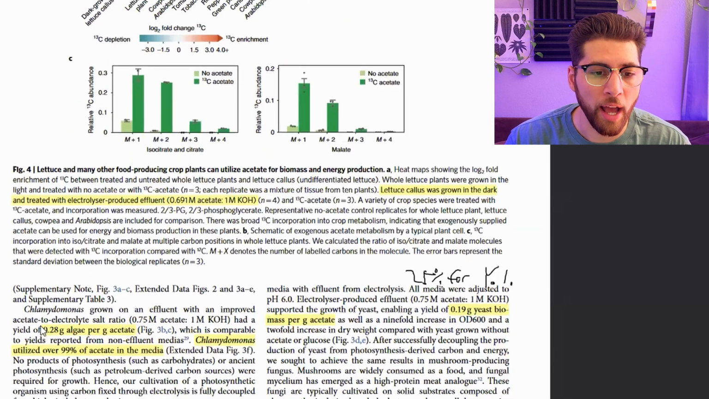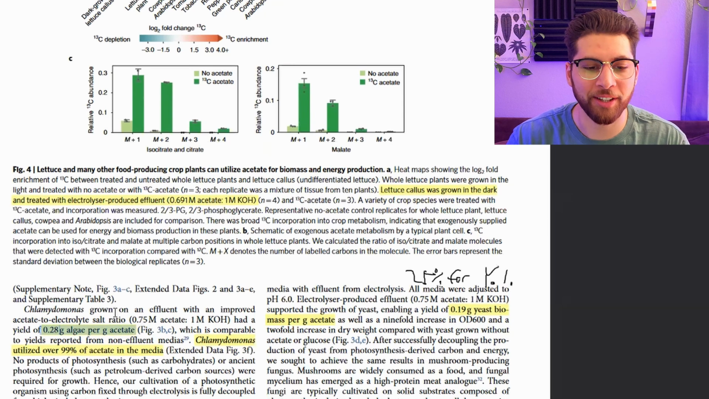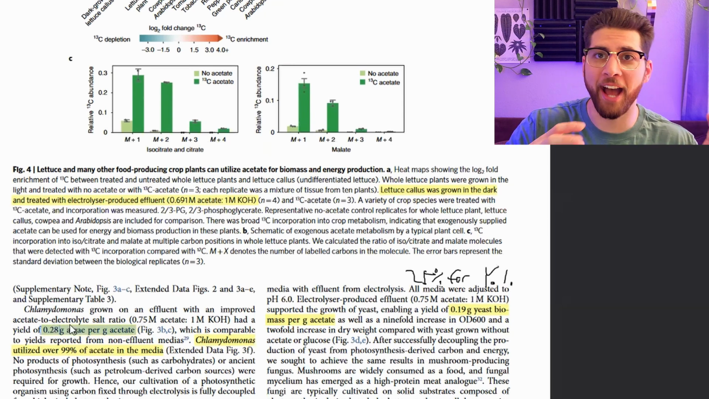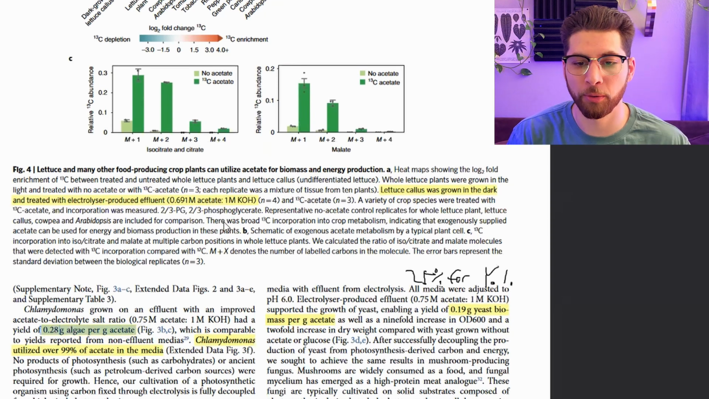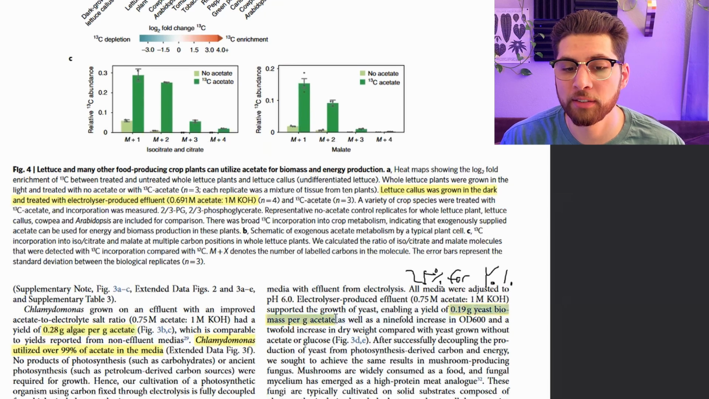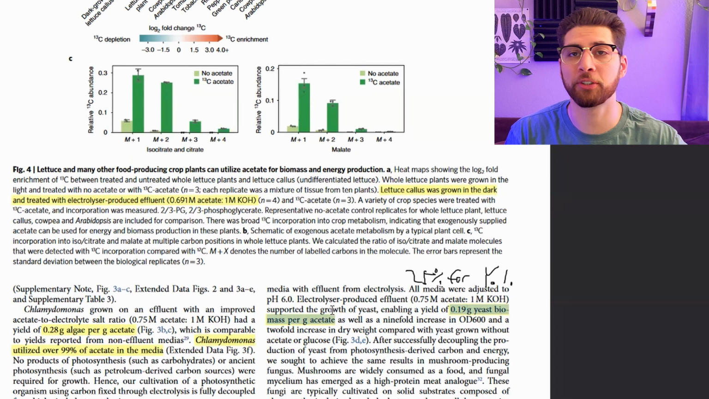the algae produced 0.28 grams of algae per gram of acetate, so 28% efficient. And I just texted Marcus about this number, and he said it's actually closer to 50% now. So 50% of the acetate that you feed algae is going to be converted into algae, which is incredible. And then for Saccharomyces cerevisiae, they reported 0.19 grams of yeast per gram of acetate fed, which is a little bit lower, but Marcus said this number is also actually much higher, closer to 50% as well.